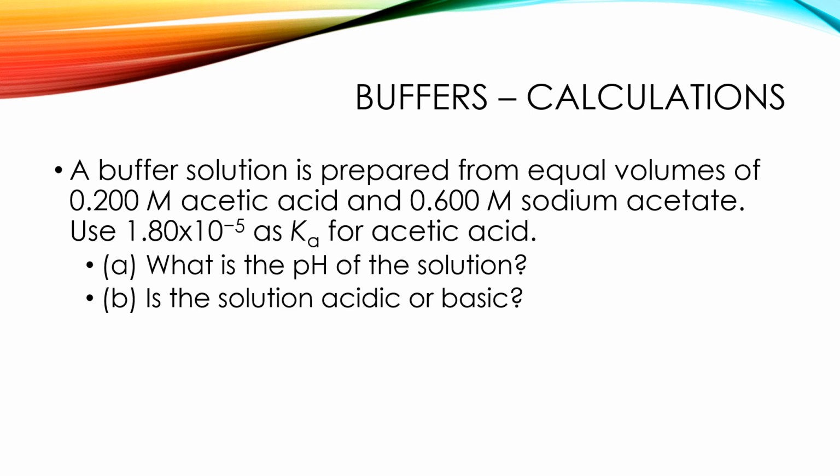So a buffer solution is prepared from equal volumes of 0.2 molar acetic acid and 0.6 molar sodium acetate. So again, we have that same Ka of acetic acid, 1.8 times 10 to the negative 5. So my first question says, what is the pH of the solution? Well, because this is equal volumes, it doesn't matter what volume you choose. If you said 100 of each, then together they're going to be 200. 50 of each, together they're going to be 100.